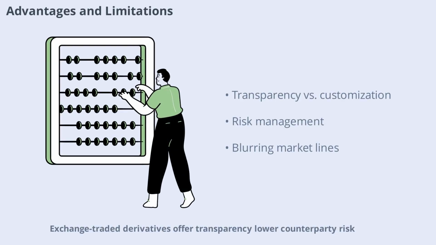Exchange-traded derivatives offer transparency, lower counterparty risk, and accessibility, but their standardization may not suit all hedging needs. OTC derivatives provide customization but come with higher risks and costs. Increasingly, the lines between OTC and exchange-traded markets are blurring, with innovations like electronic trading platforms and central clearing for OTC contracts. Participants must weigh these factors when choosing their trading venue.